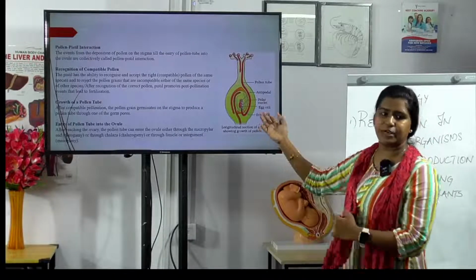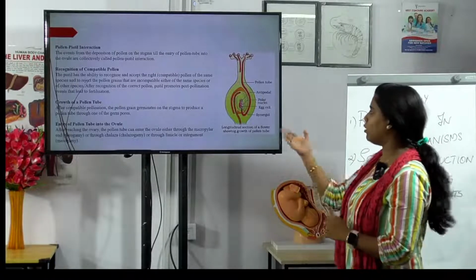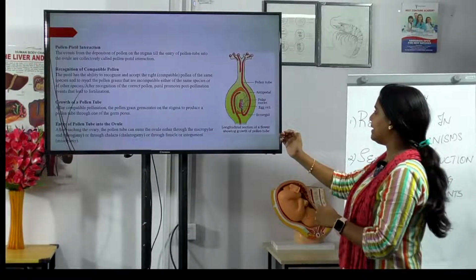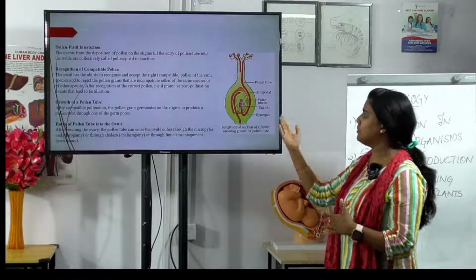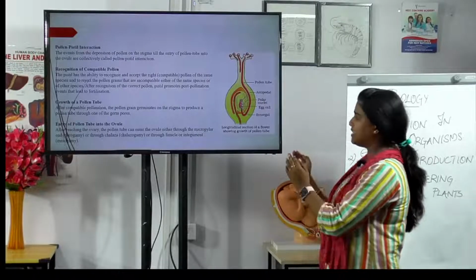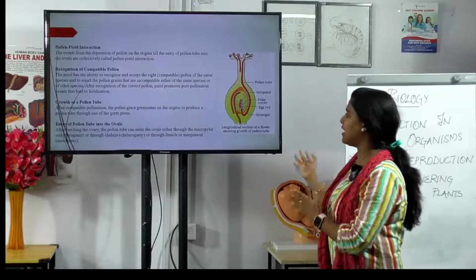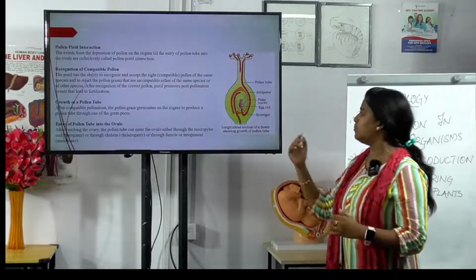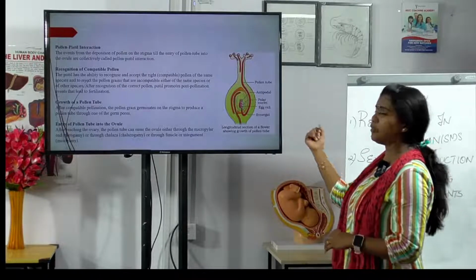And the next is the growth of the pollen tube. After they are selected, the pollen grain germinates on the stigma to produce a pollen tube through one of the germ pores. And the last is the entry of the pollen tube into the ovules. This is the last stage. What happens here? The pollen tube goes straight to the ovules, either through the micropylar end or through the chalaza.